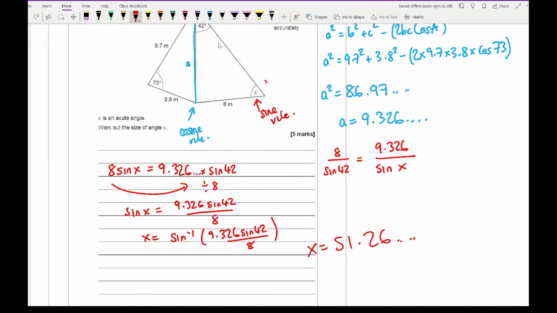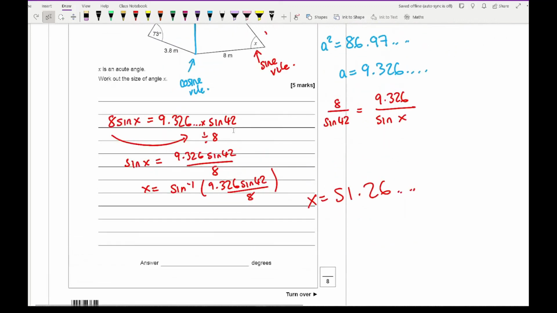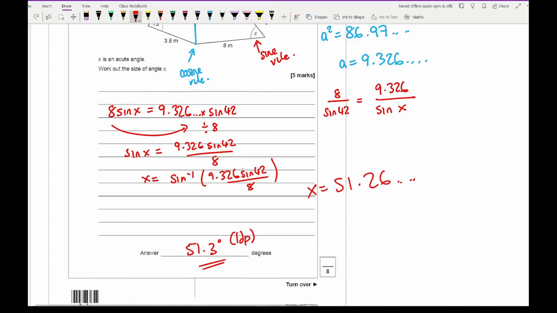And then if I want to round that, is it acute? Yes, so that's good. So what we've got as my answer is 51.3. I'm going to round it to one decimal place, but how you want to round it is entirely up to you. You could even round it to 51, and that should still give you full marks.